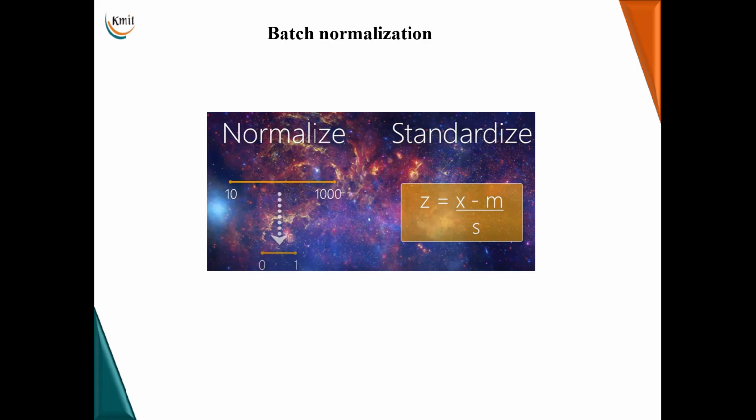Coming to the next method called batch normalization. Generally, we have these two methods called normalizing and standardizing. Both have the same objective, that is, they will transform the data to the same scale. In normalization, we will get the values to a scale between 0 and 1, whereas in standardization, we will subtract the mean from that value and divide it by the standard deviation. In both methods, the mean will be 0 and the standard deviation will be 1.